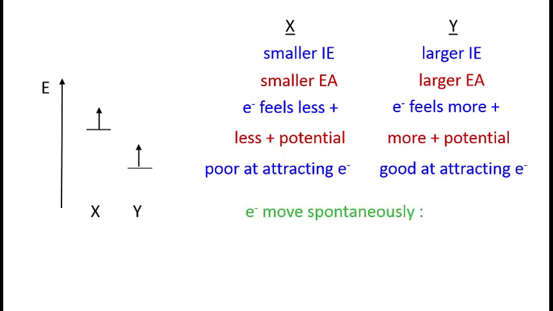If we think about where electrons move spontaneously, we know that they will move to lower energy. But notice they also move to more positive potentials, and that should be easy for us to remember. Negative electrons are attracted to more positive potentials.